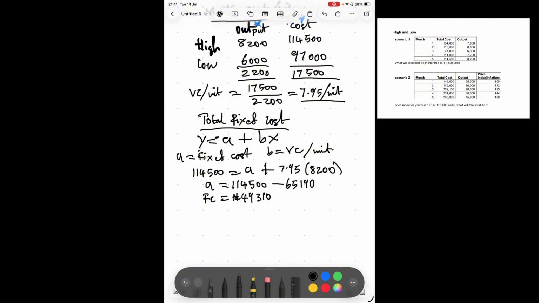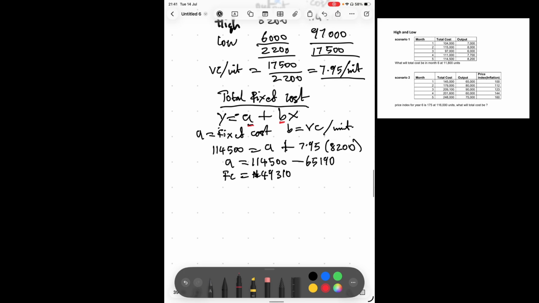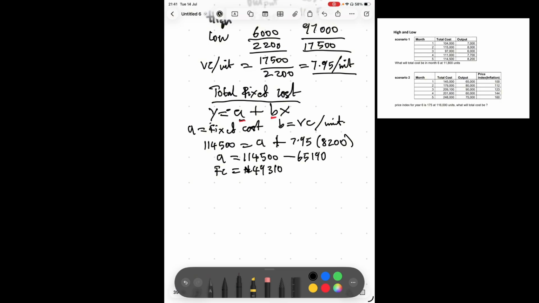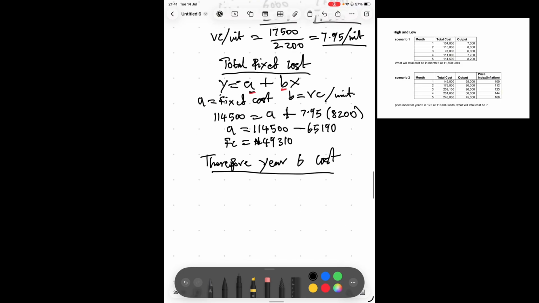This is how to calculate these two constants, a and b. Like I said, a and b are the two constants. Always calculate what they are from the question given to you, then you can use them to estimate. Therefore, let's estimate what the cost will be now for year 6. Since I've done that, the year 6 cost will be easy.